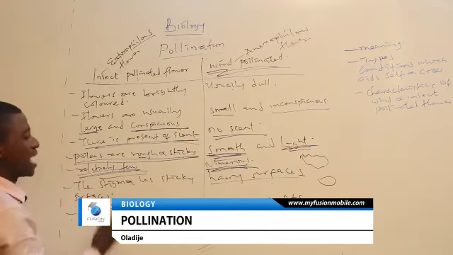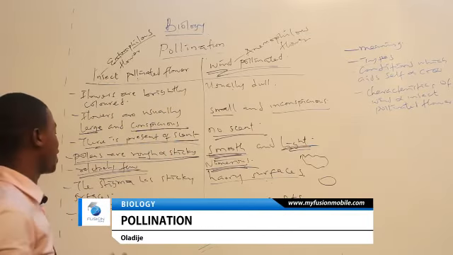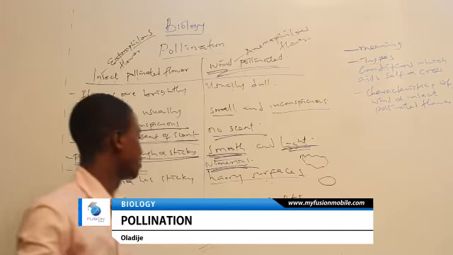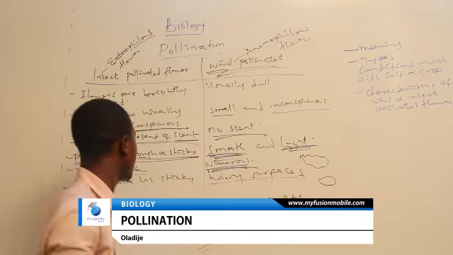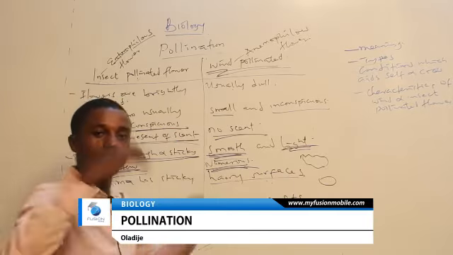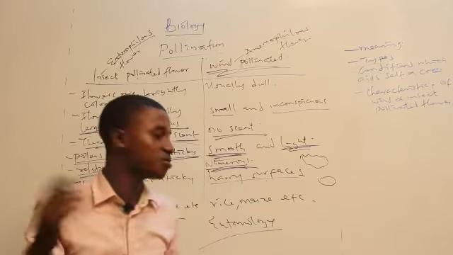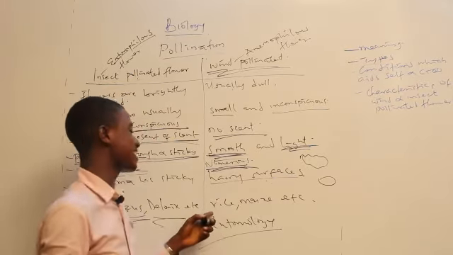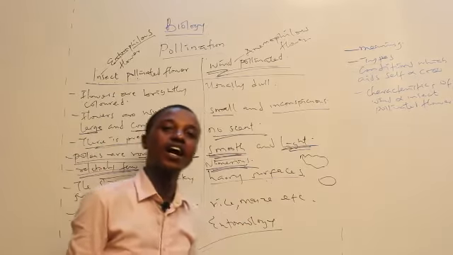Now lastly, examples of insect pollinated flowers are hibiscus, Hibiscus rosa-sinensis, which is actually predominant in China. We have Delonix regia, flame of the forest, we have pride of Barbados, and so on and so forth. Now for wind pollinated flowers, we have rice, Oryza sativa, we have maize, Zea mays.